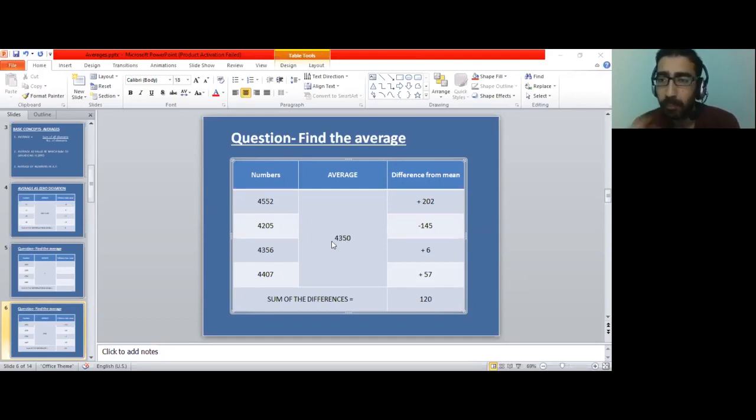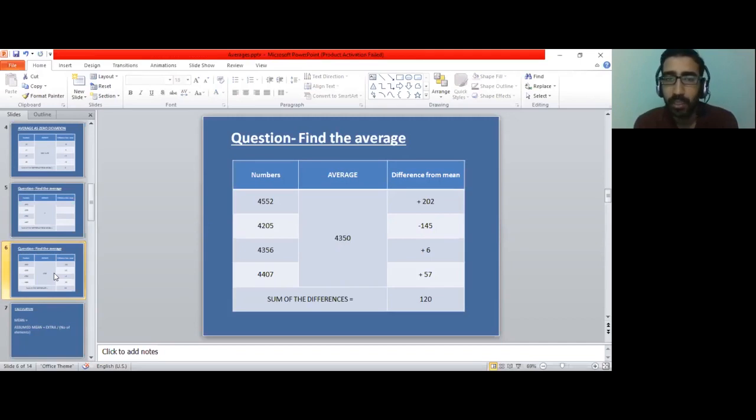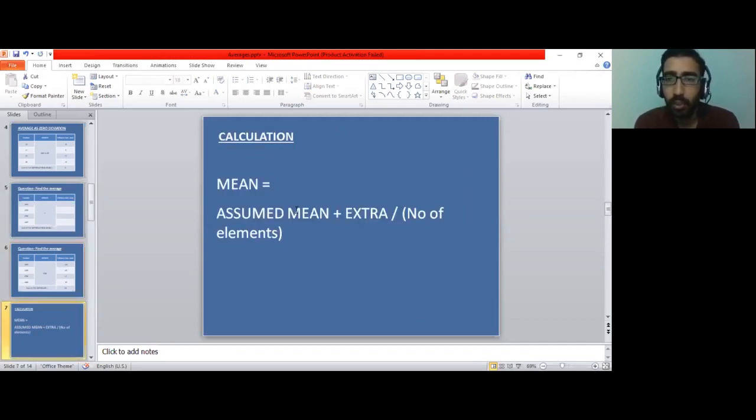Assume that they have kept all the money on the table, and initially they've all taken 4350 each from the total that they have. Then what you would have left on the table is 120. 120 rupees would still be left on the table, and for them to be equally divided, which is what average is, you divide 120 by 4 and get 30 each. So my mean will now become the assumed mean 4350 plus the extra bit, which is 120 by 4, 4380.